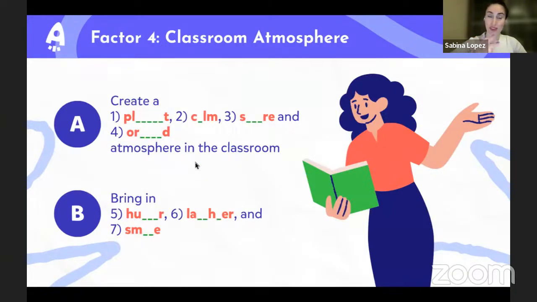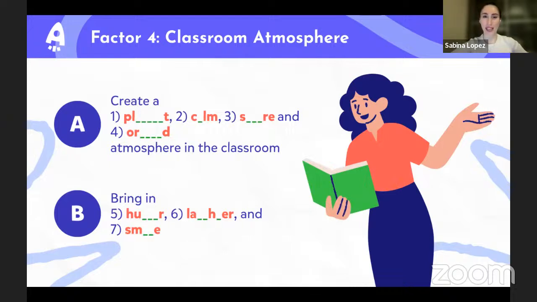So these are some tips for great classroom atmosphere, but there's something missing, the gaps. The number of gaps corresponds to the number of letters. So in the chat box, can you please guess what goes in those blanks? Just write full words. There are 7 words. So go ahead and tell us in the chat what the missing words are. I'm going to repeat for those of you who are listening to us. So A is create a something atmosphere in the classroom. B, bring in something and something.